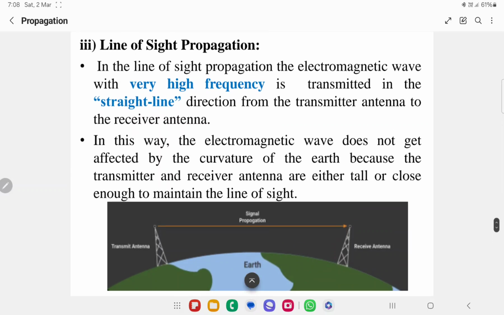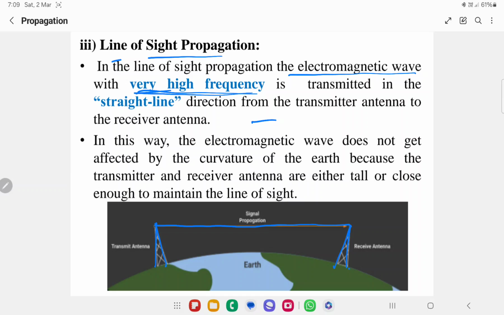Next one is line of sight propagation. Here, as you can see, the transmitter and receiver antennas are placed on the earth again, but here the signal travels in a straight line. Generally this has the highest frequency. Ground wave propagation is around 2 megahertz, then sky wave propagation is higher than that, and line of sight propagation has the highest frequency, as we can see.